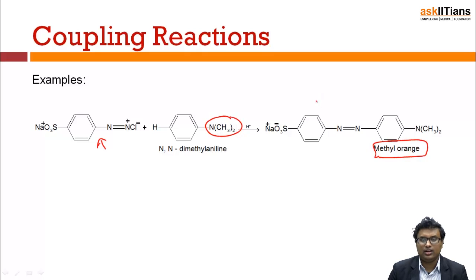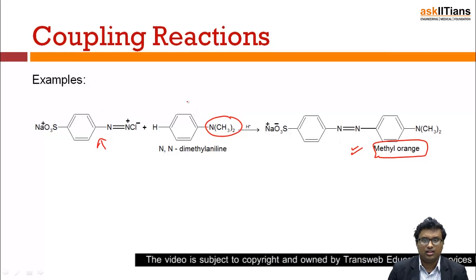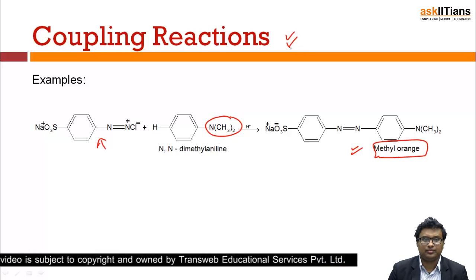So what is this methyl orange? Methyl orange is an indicator which is used in your chemistry laboratory. So this methyl orange, which is an indicator, is formed because of coupling reaction.